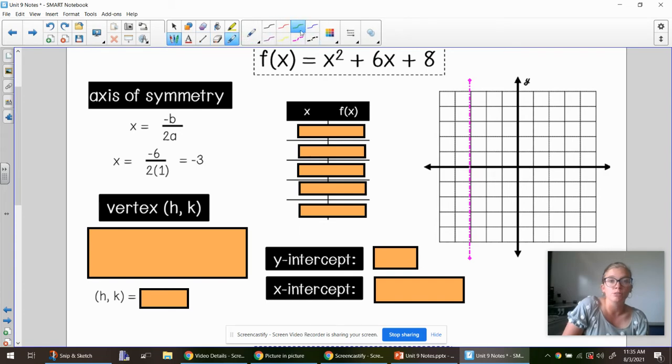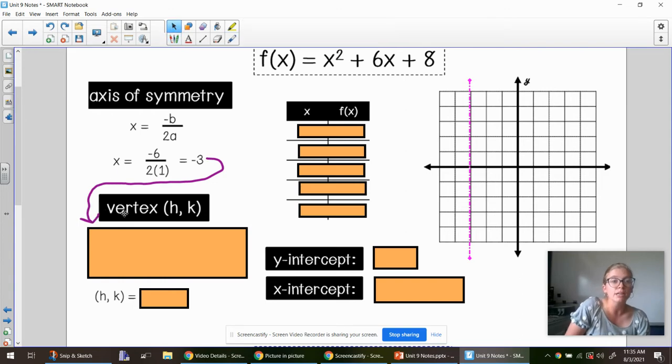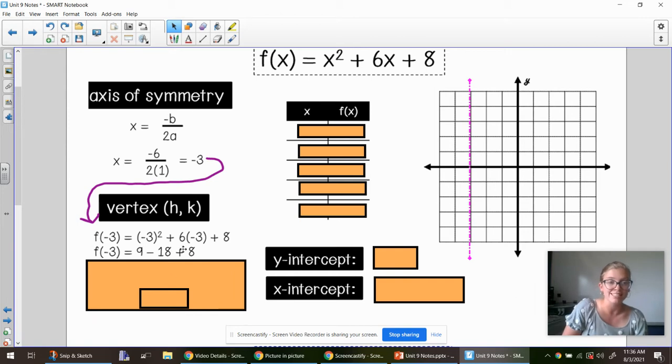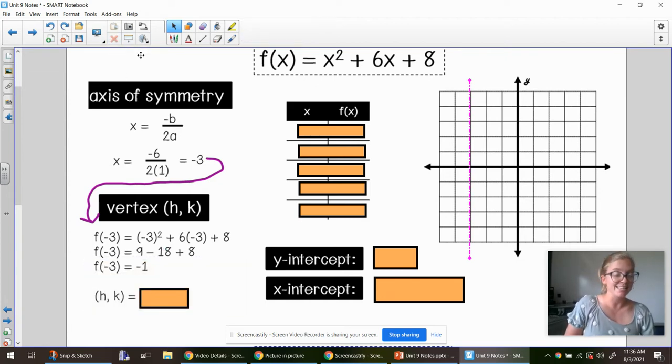We are then going to use that number to find our vertex. So we're going to take negative 3 down, and we are going to evaluate the function if we substitute in negative 3 for x. We want to find what is the y coordinate when x equals negative 3. So let's evaluate this function. Negative 3 squared is 9. 6 times negative 3 is negative 18 plus 8. Well, 9 minus 18 is negative 9 plus 8 is negative 1.